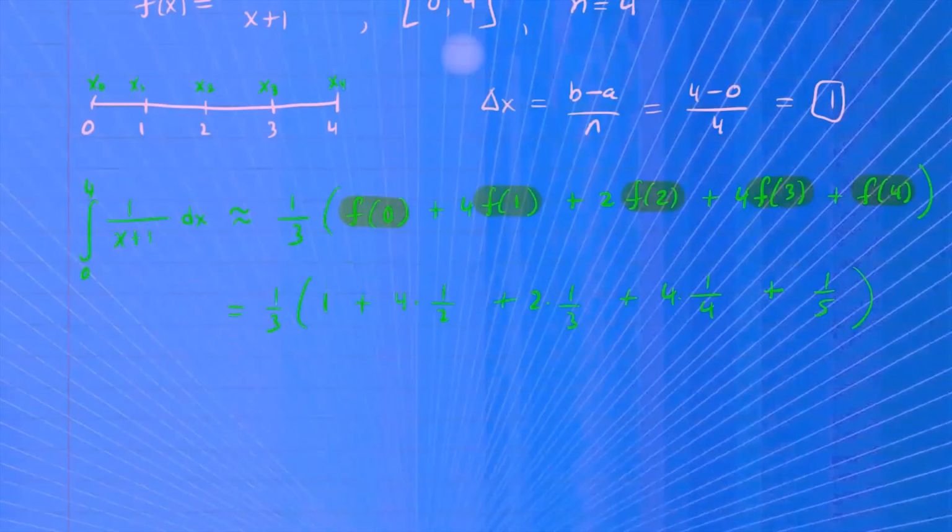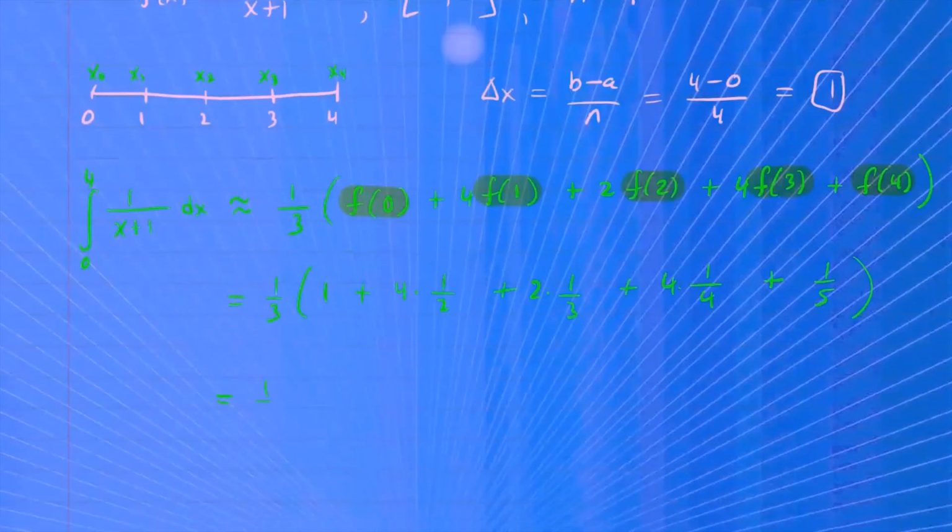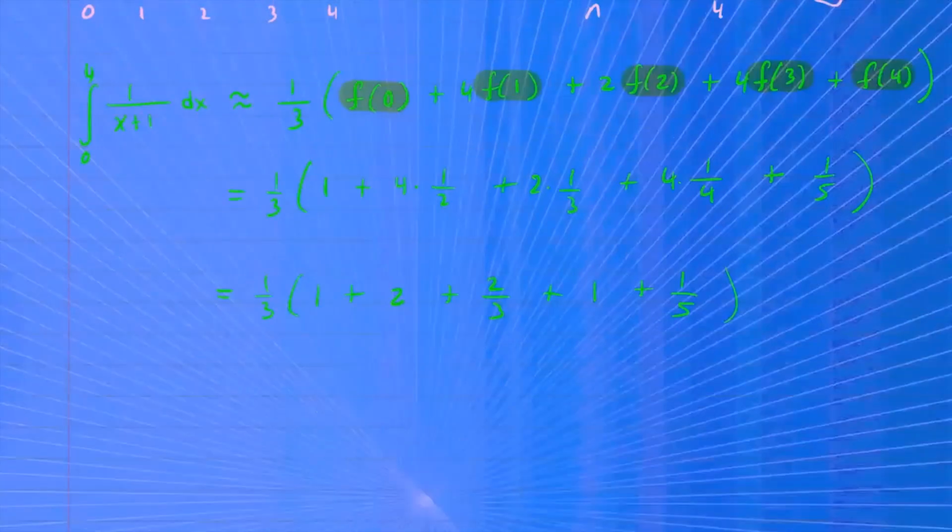And now let's simplify it. So this is 1 over 3 times 1 plus 4 times 1/2, that's 2, plus 2/3, plus 1, plus 1/5. If you add these up, you will get about 73 over 45, which is approximately 1.62. So that's the approximated area using Simpson's rule.